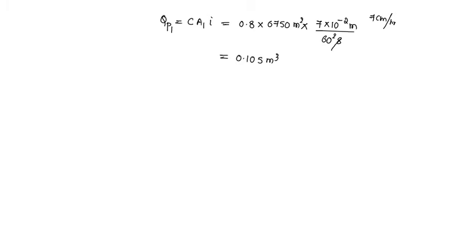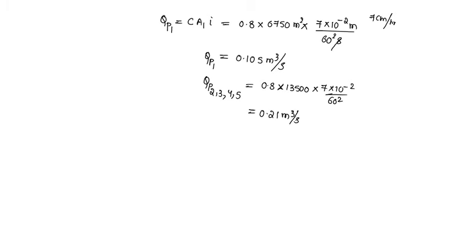Whereas the other peak discharges Qp2, 3, 4 and 5 will be equal, since the area is equal. There will be 0.8 into 13500 into 7 into 10 power minus 2 divided by 60 square, that is equal to 0.21 meter cube per second, whereas the last Qp6 will be the same as Qp1, that is 0.105 meter cube per second.